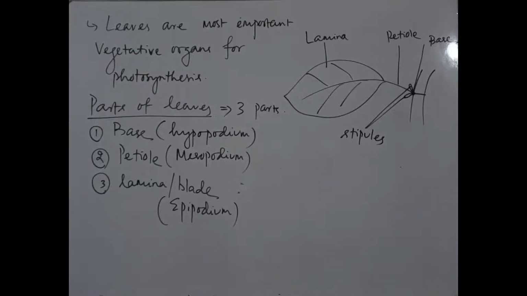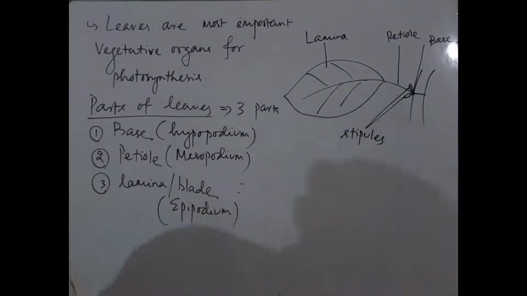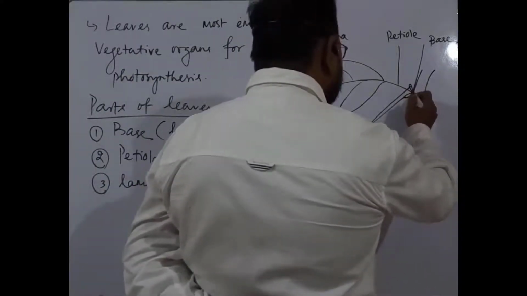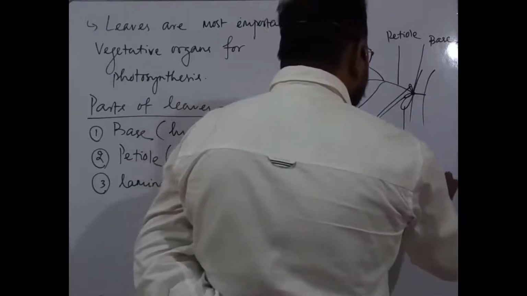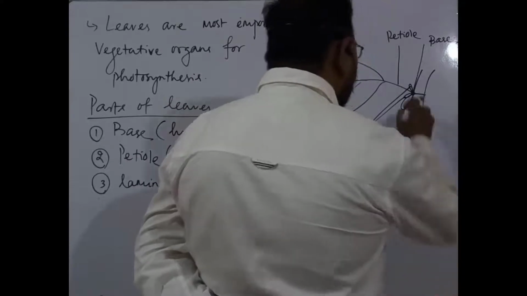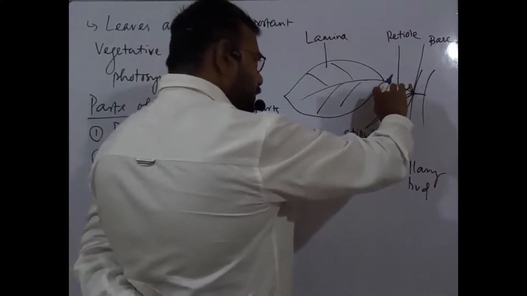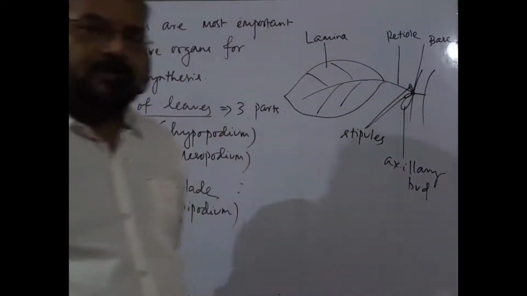There is the labeling given: leaf base, stipules, petiole, lamina, and there is also presence of axillary bud. In the axil, there is a presence of this bud known as axillary bud. It may be one or two, because two axillaries are present, either this side or that side. Maybe one or two axillary bud or buds may be present.